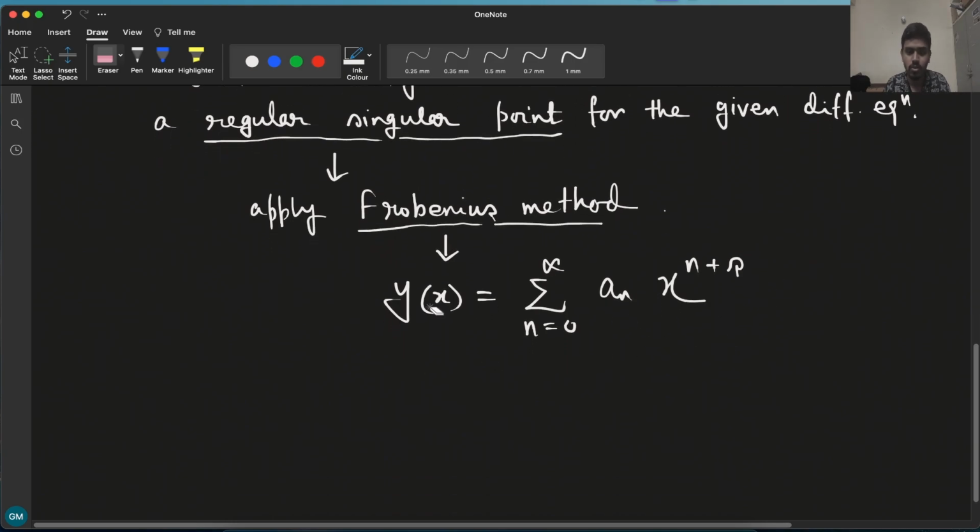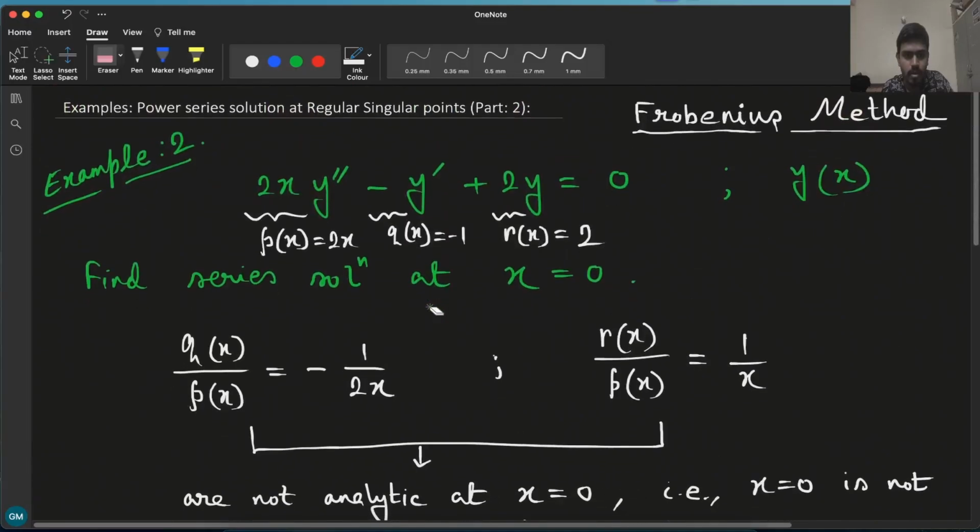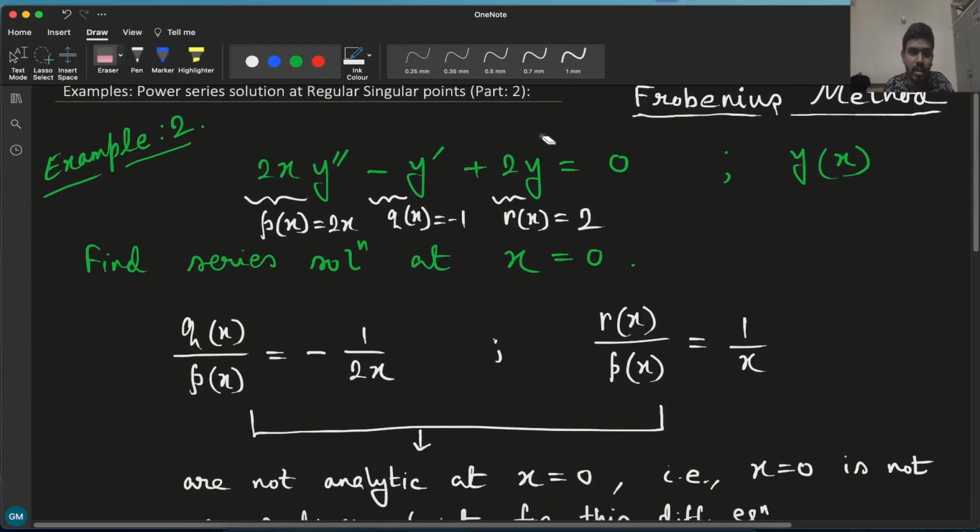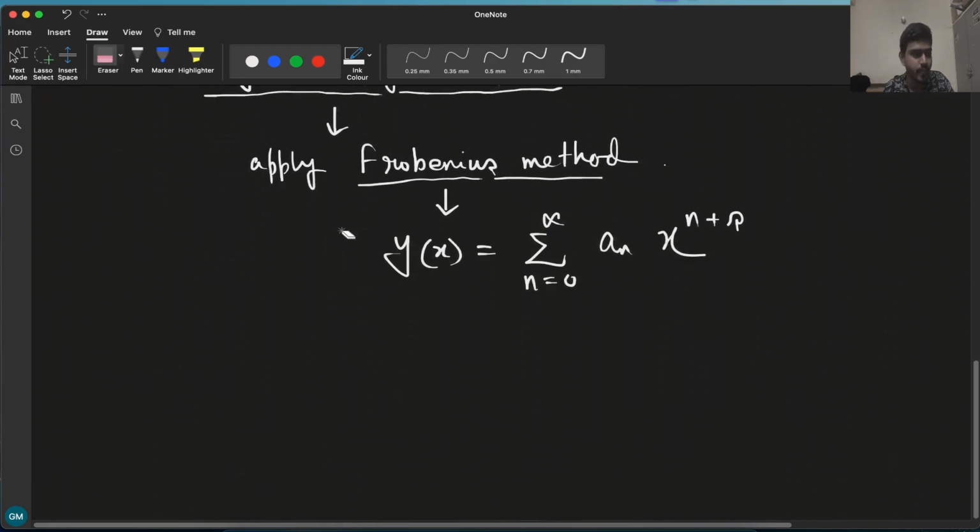So this is how we will start, and now we need to put it in the differential equation. For that, we need to calculate y dash and x y double dash. Okay, so that's what we will do now.